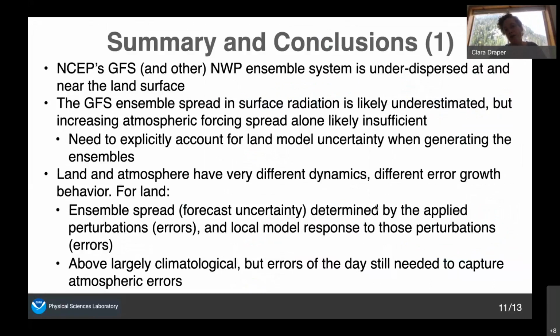However, increasing this alone isn't going to be enough. And so we need to explicitly account for land model uncertainty when generating our ensembles. The land and the atmosphere have very different dynamics and different error growth behavior. So we need to think carefully about how we do this.